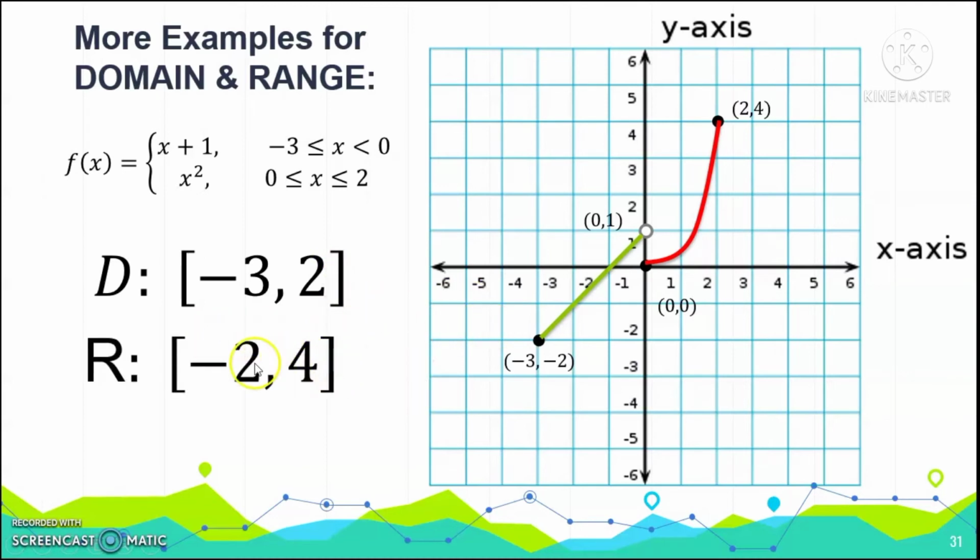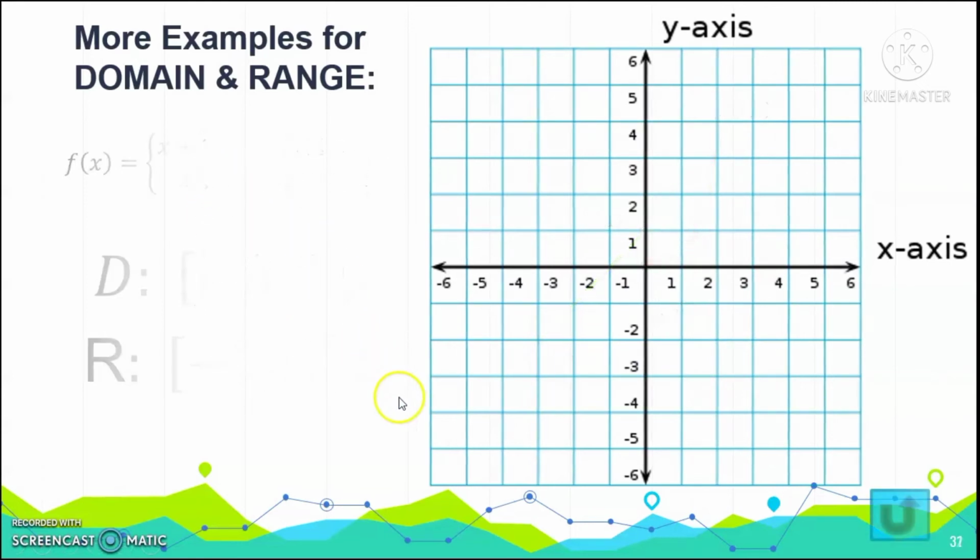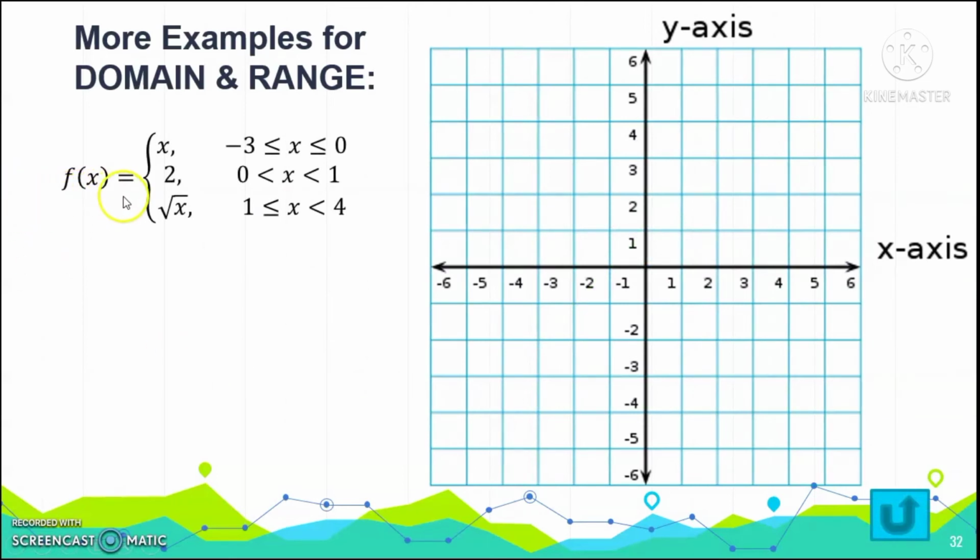Next we have our range. Our range is our y values. The lowest y value of our graph is negative 2. That's why it is negative 2 here. And then on the upper portion, the highest possible value of y is 4. We have here 4, and we use the bracket sign. So it is easy for us to identify the domain and range when we graph the given piecewise function.